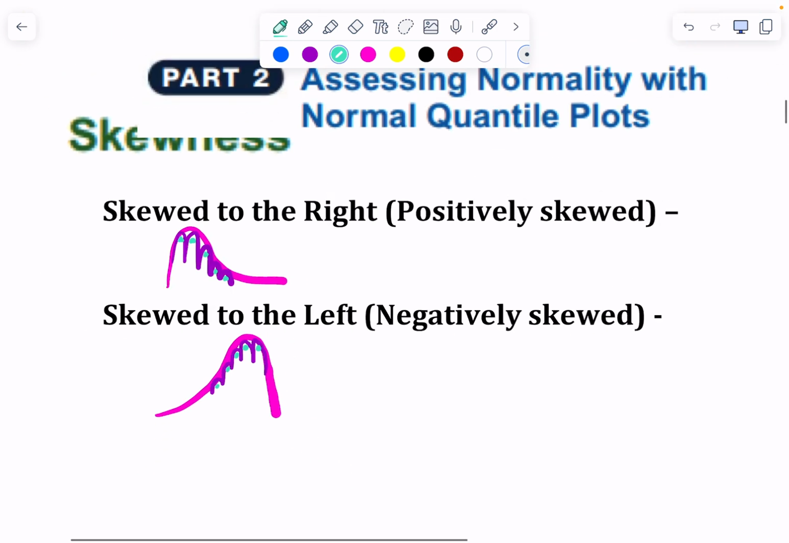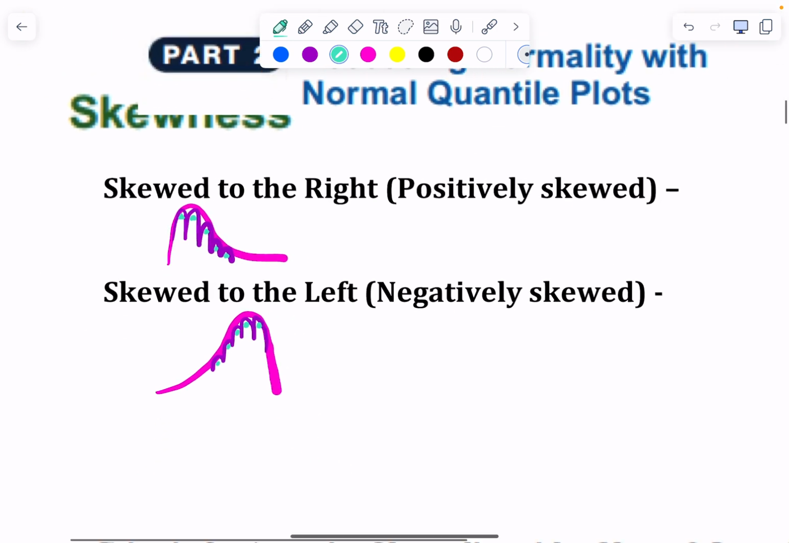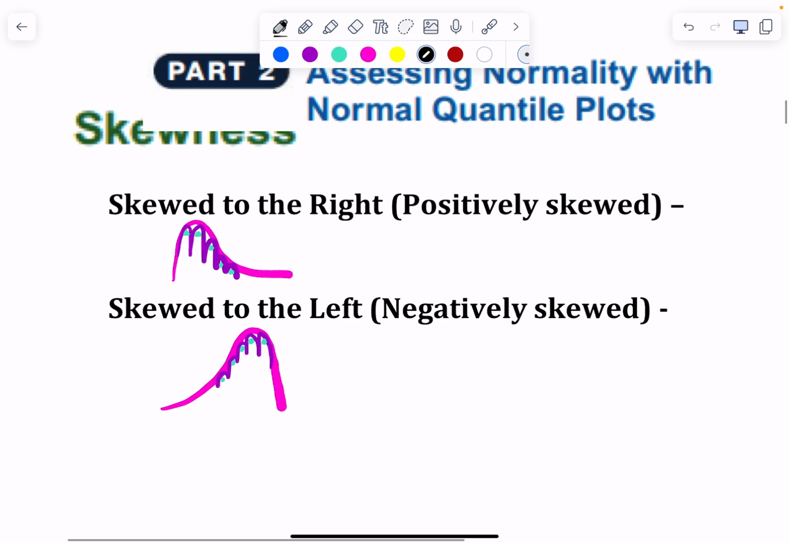Okay. Right skewed, left skewed. Right skewed, highest frequency.